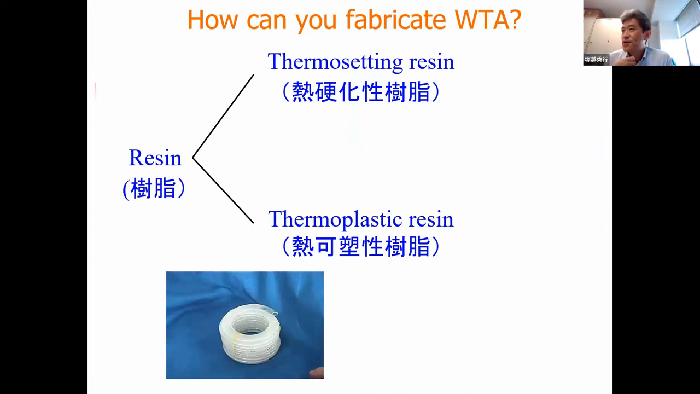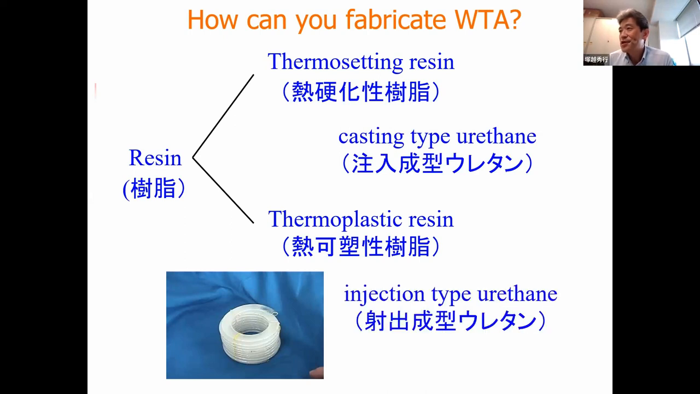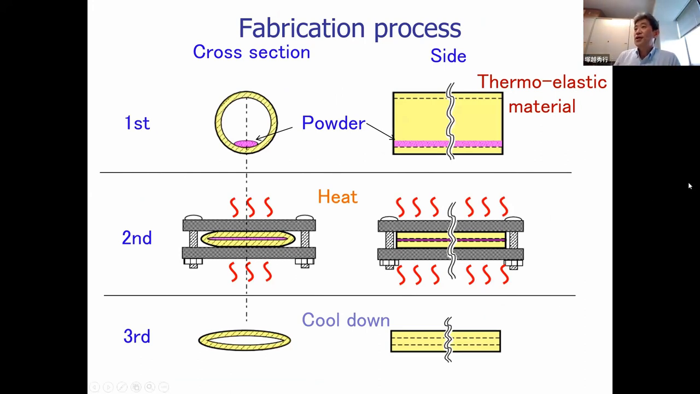So this device itself can be made by using urethane material, which has plastic elasticity. And the fabrication process is as follows. First, you can use a general type of tube with a cylindrical shape. And you can add powder to prevent sticking between the two sides. Then the two ends are pressed by the plate and heat is added. And after that, it is cooled down. If the plate itself is released, then the shape can be maintained. This is a very easy process for the fabrication of the flat tube.